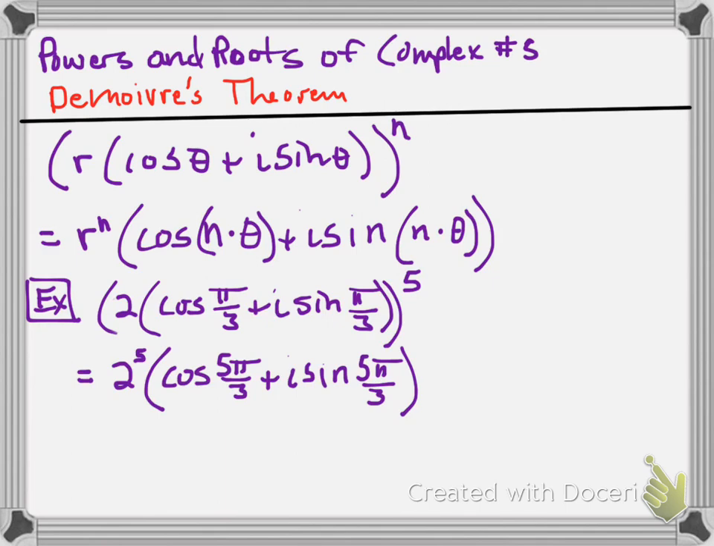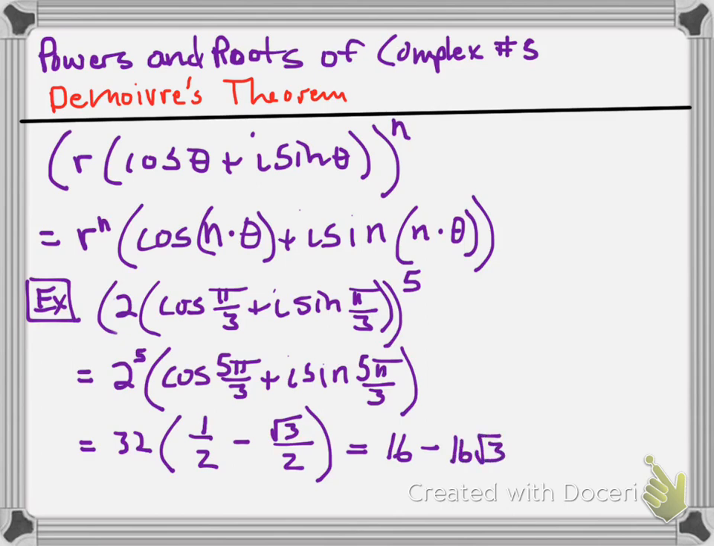All right, 2 to the 5th is 32. Cosine of 5 pi over 3 is 1/2. Straight out of your unit circle, or hopefully some of this is now starting to come straight out of your head. The sine of 5 pi over 3 is negative square root of 3 over 2. And so that's 16 minus 16 square root of 3.